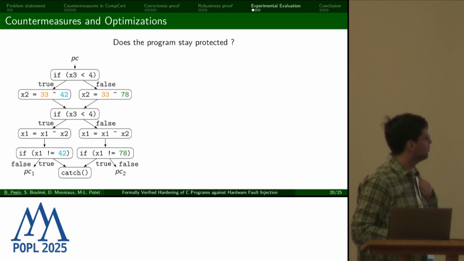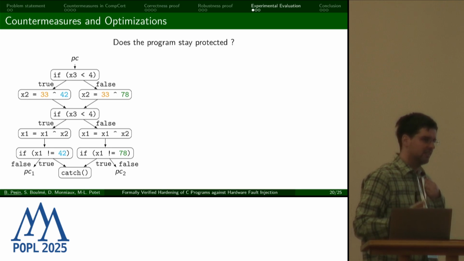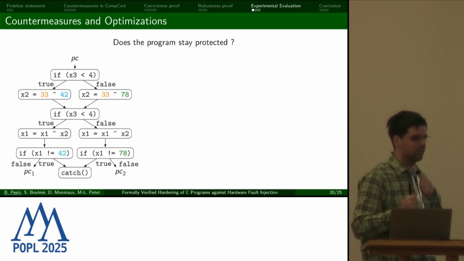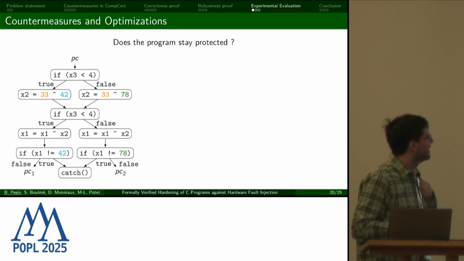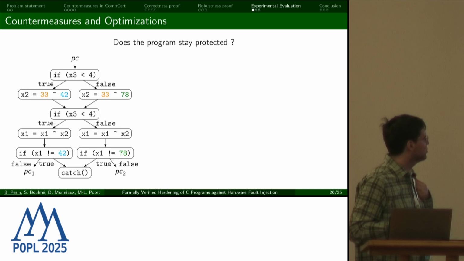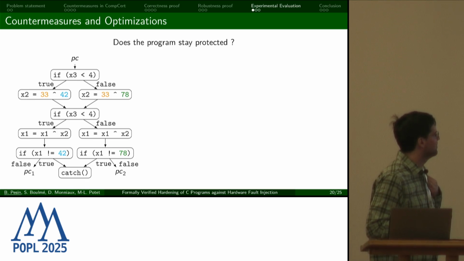To reiterate, what we proved is that after the compilation pass that adds the countermeasure, the program is actually protected against the attack model. Now the question is: is the program at the very end of the compilation chain, the program emitted by CompCert, actually protected against this attack model? This is actually what we're interested in. And the answer is we're not really sure, because in particular, CompCert is an optimizing compiler. It's not the most optimizing compiler, but it does some optimization.